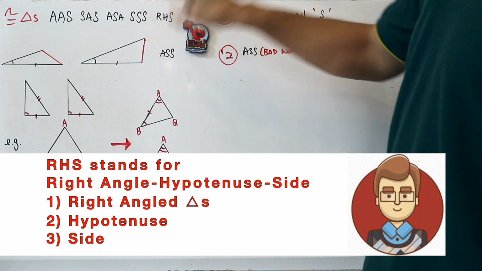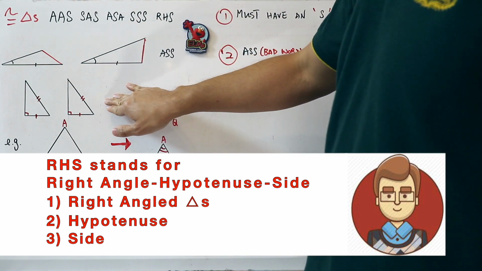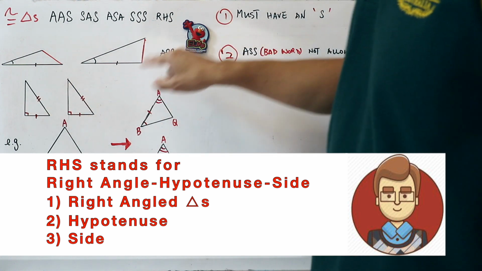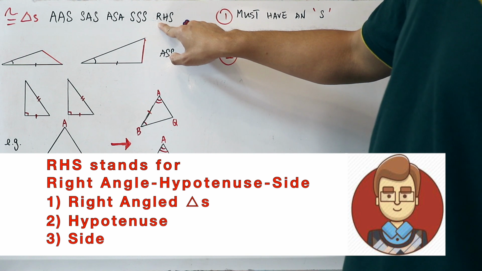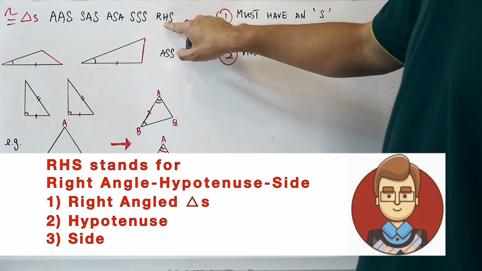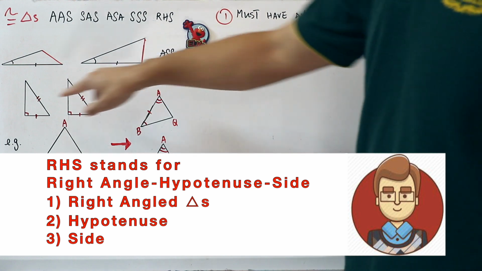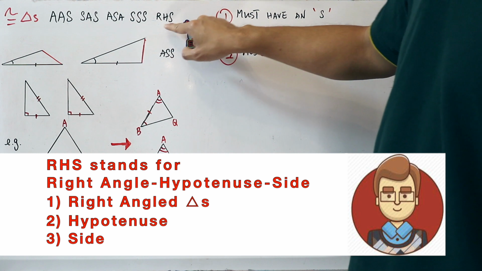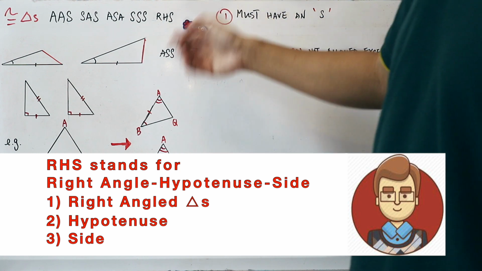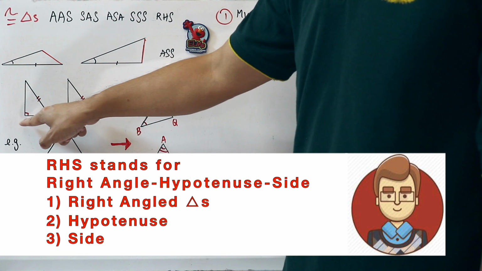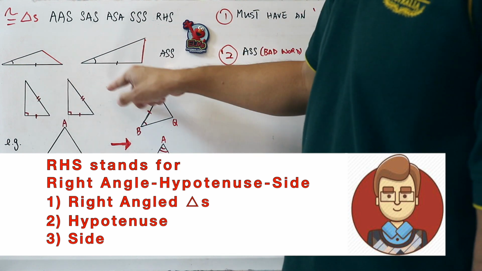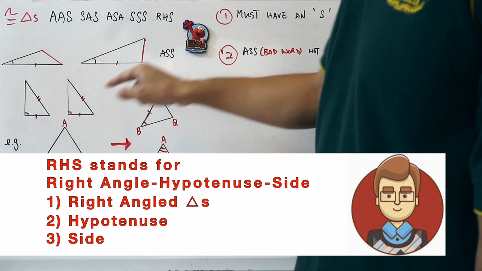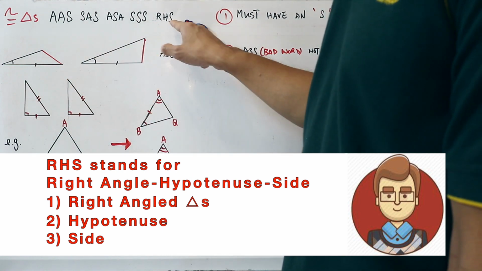The first thing is right angle. As I've drawn on this whiteboard, both of these 2 triangles have a right angle, which satisfies the first letter R, right angle. The second letter is H. This stands for hypotenuse. If the hypotenuse of these 2 triangles are the same, then this satisfies the second letter, H. The third letter is S. It means that you have to show that at least one side other than the hypotenuse is the same. As I've shown on this whiteboard, this side is equal to this side. If you can show this, then you know that these 2 triangles are congruent because of RHS.